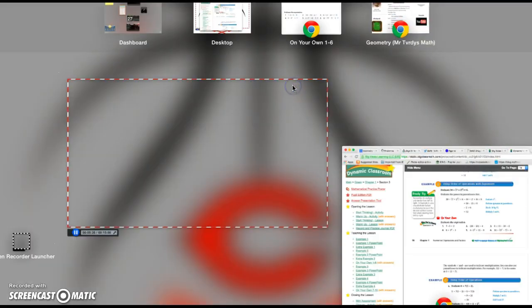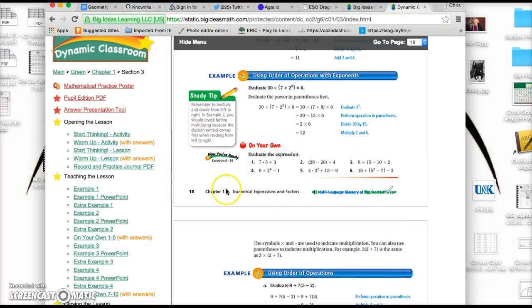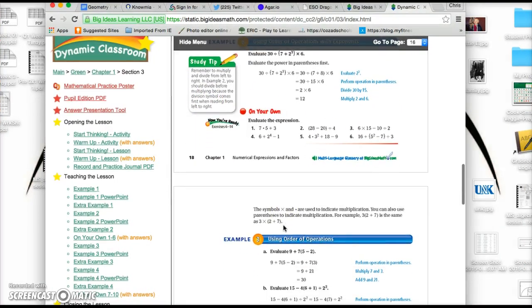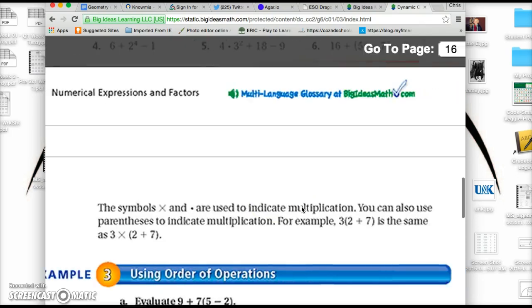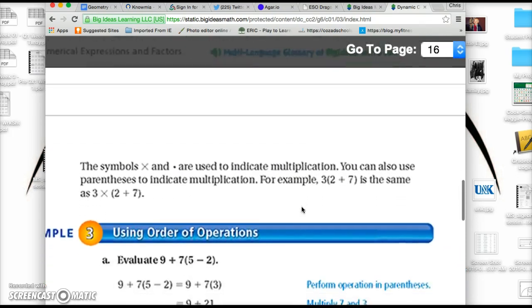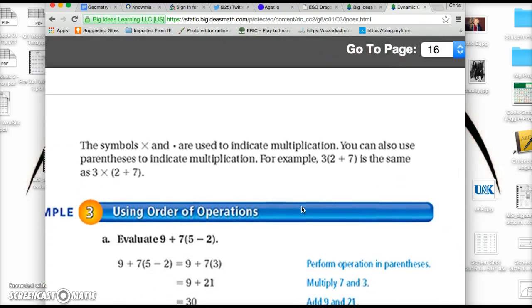Once we get this done, now we'll go back to the textbook here and we'll take a look at example 3. So up at the top of this page, you guys can see this in your book as well. It's on page 16. On page 16 it says the symbols X and dot are used to indicate multiplication. Sometimes you'll also see just a number on the outside of parentheses, and again, here's what it's talking about. This 3 is on the outside of the parentheses. This means that you're going to multiply 3 by whatever is inside.